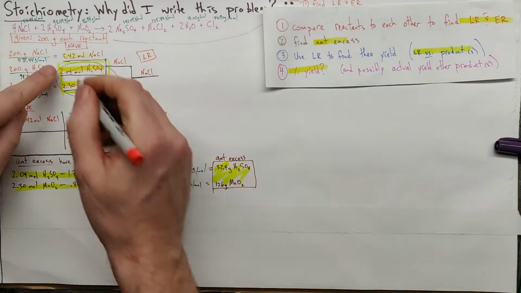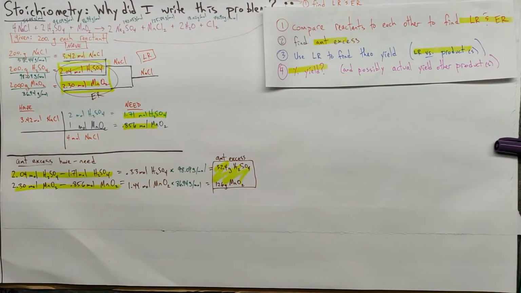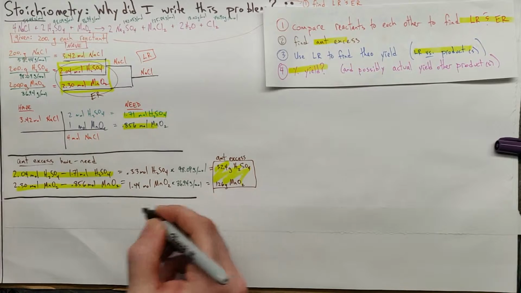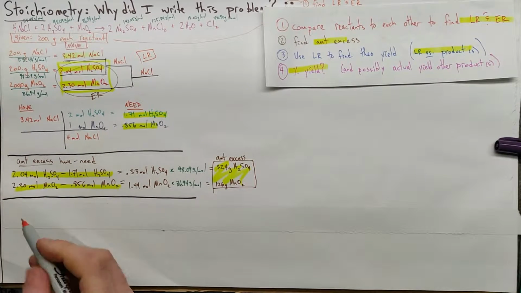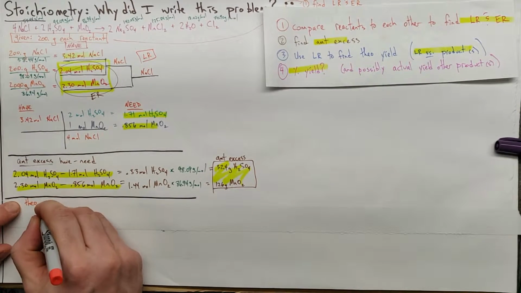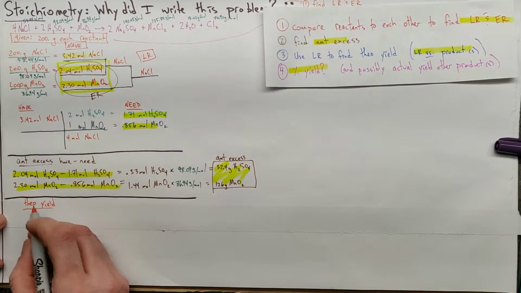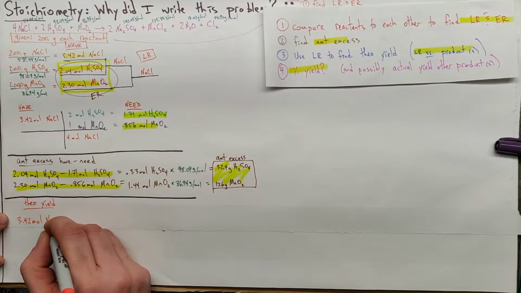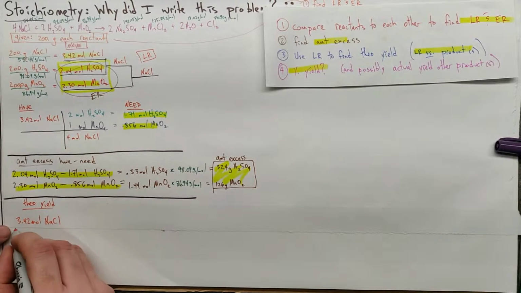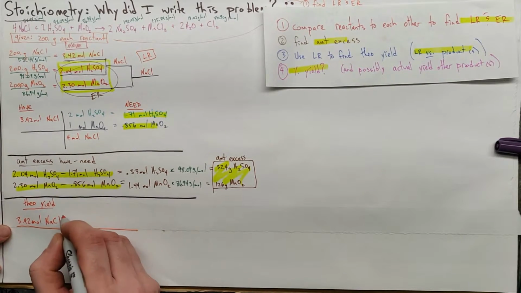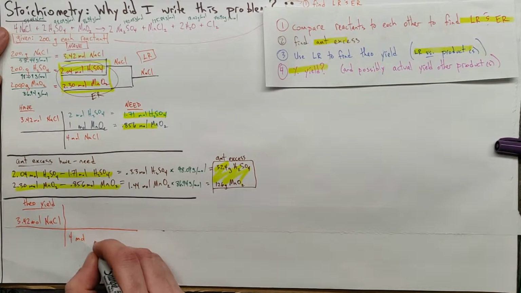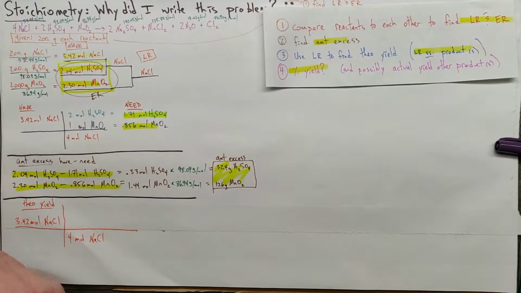Our limiting reactant was the NaCl. We have 3.42, sorry, 3.42 moles of NaCl. And that's going to be the basis for our dimensional analysis. We know from our balanced chemical equation that for every 4 moles NaCl, we're looking at four products.